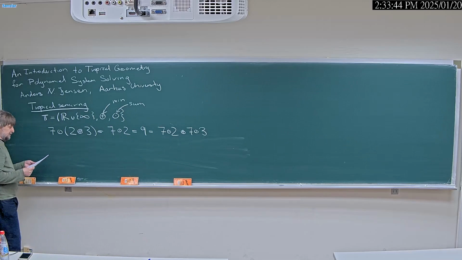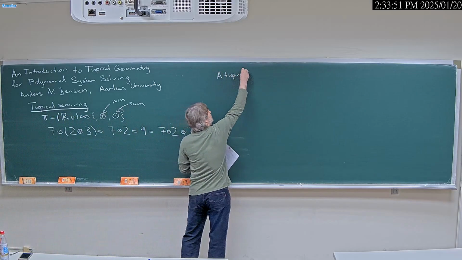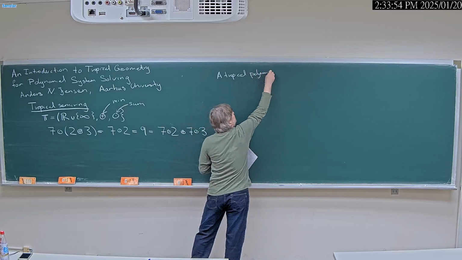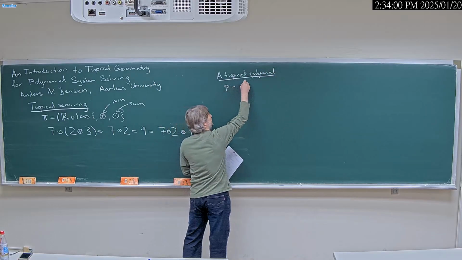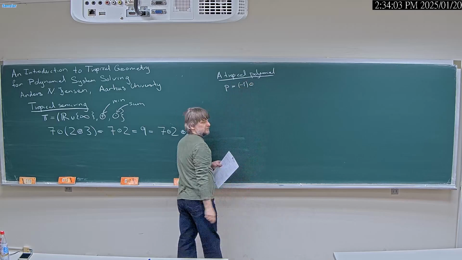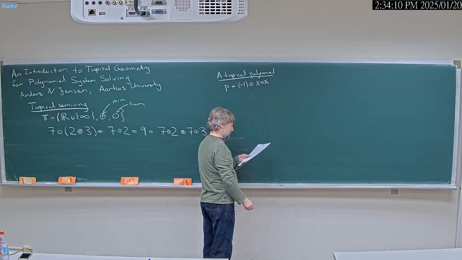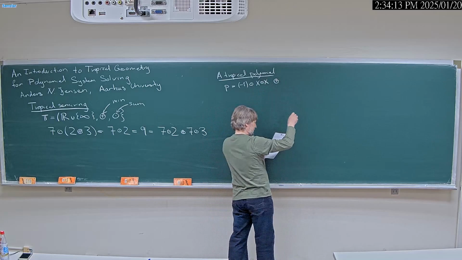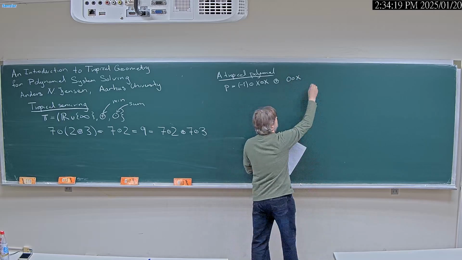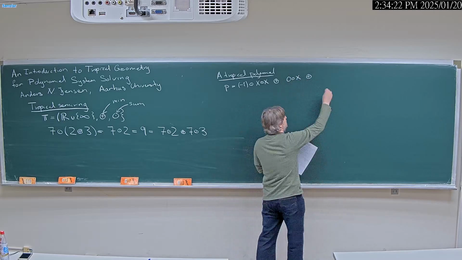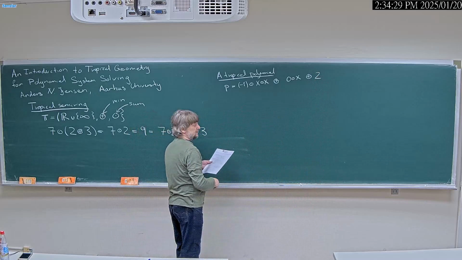The next thing to consider is tropical polynomials. So I'm going to write out a tropical polynomial P. It's going to have 3 terms, and the coefficient of the first term is -1. And then the monomial part is x times x, and then we add 0 times x, and then we add the constant, which is 2. So here's a tropical polynomial. Let's try to draw its graph.